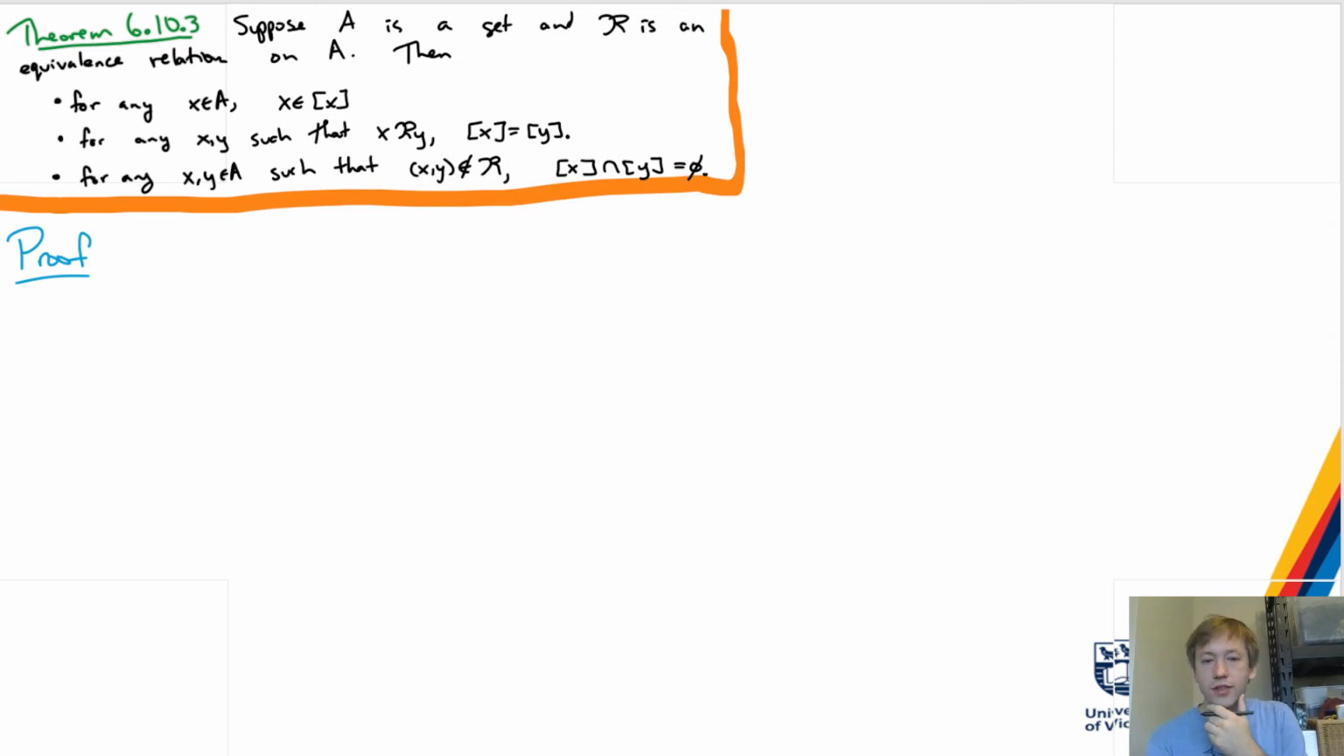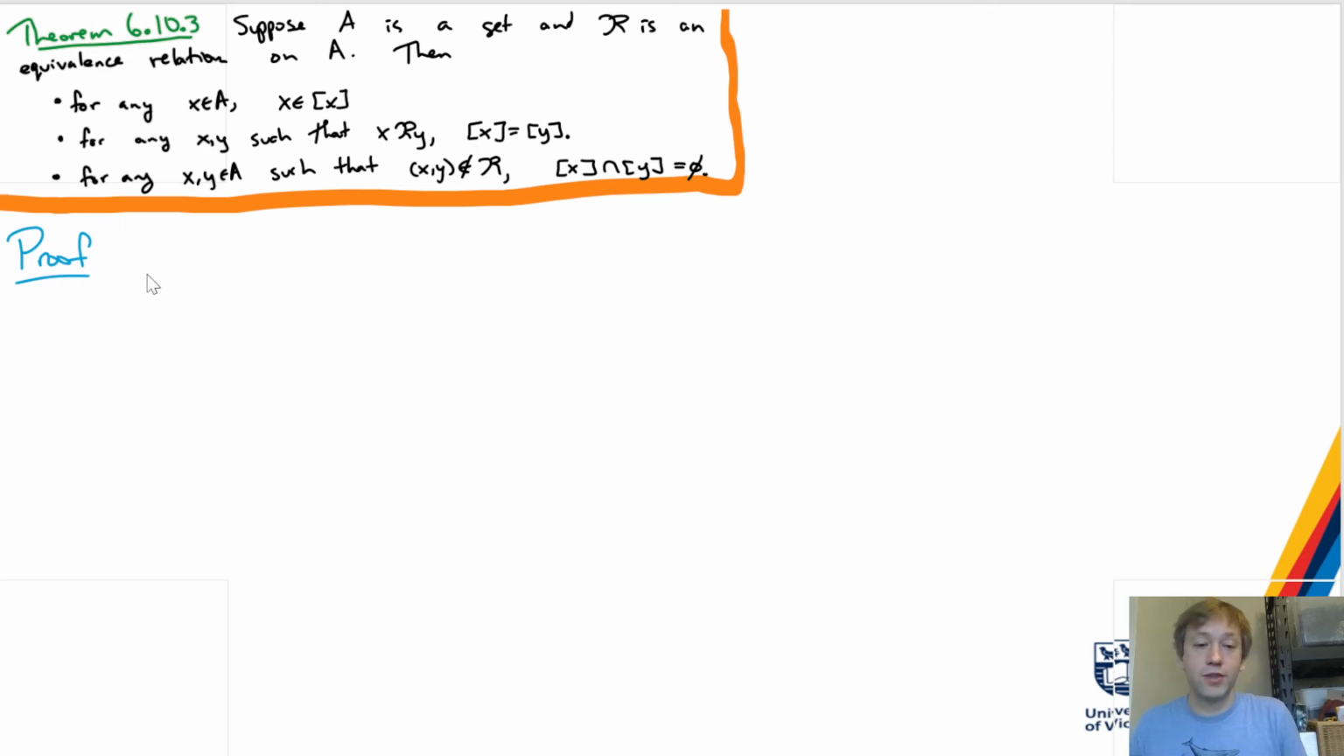Okay, so let's start by proving the first bullet point. I want to prove that for any x in A, x is in the equivalence class of x. Now, if it's not clear how to prove this, then I would say you really need to review the definitions of equivalence relations and really get your hands dirty with this concept, because this first bullet point should be very easy for you to prove at this point.